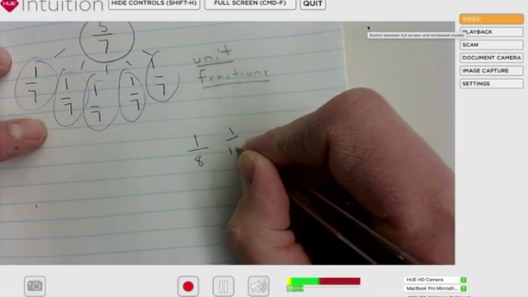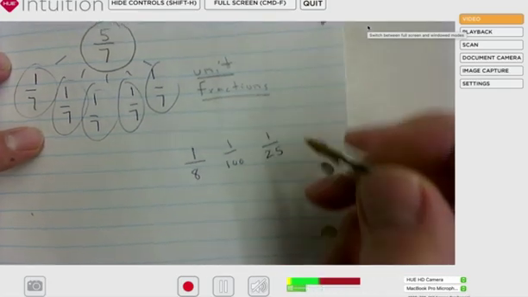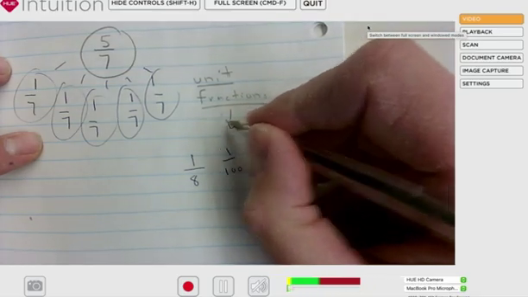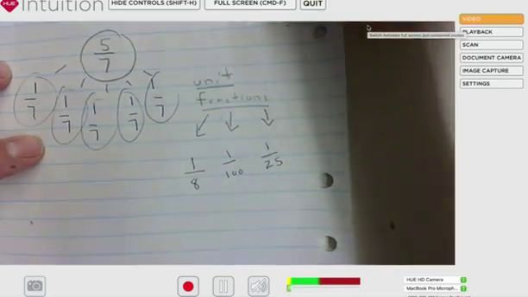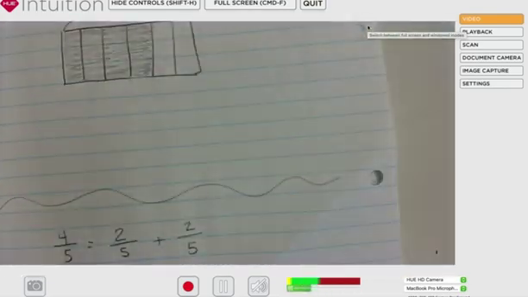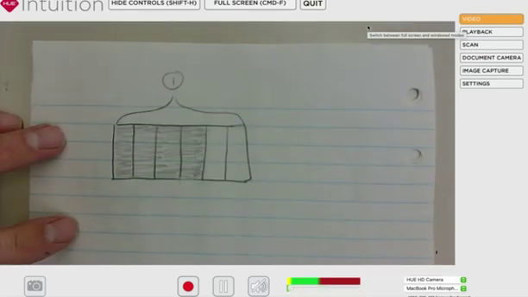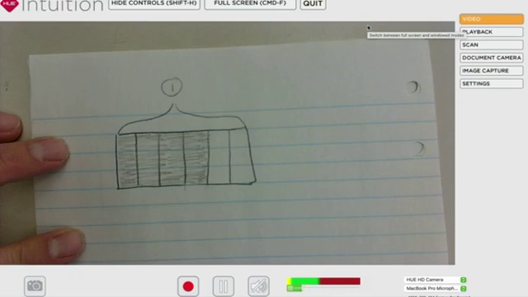1/8, 1/100, 1/25. It doesn't matter. As long as there's a 1 on the top, that's called a unit fraction. What is it called? You heard me. Now, let's get into showing decomposing in a different way. Again, so far, we should have notes on all this stuff. We really kind of should.